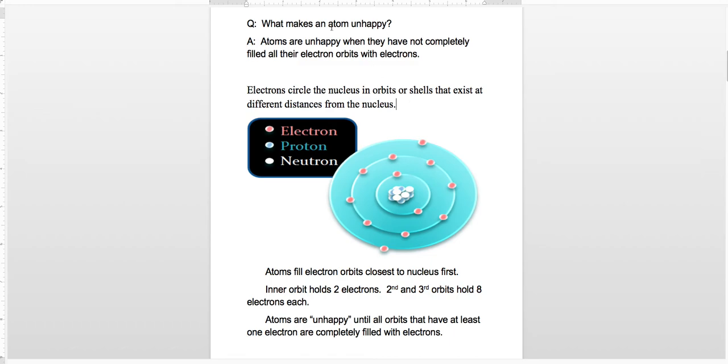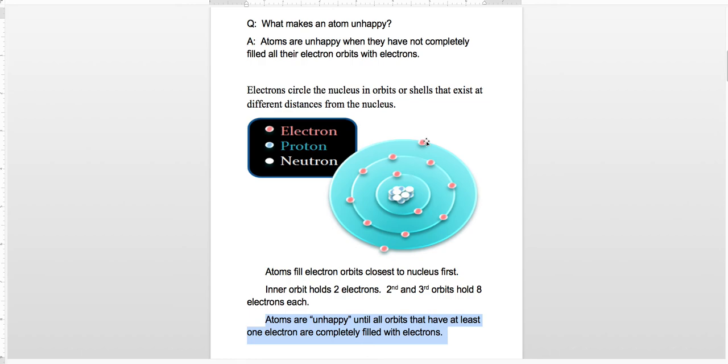So the rule of happiness is that atoms are unhappy when they haven't filled all their electron orbits with electrons. Or another way of saying that is an atom is unhappy until all the orbits that have at least 1 electron are completely filled. So here's an atom where there's an orbit that has 2 electrons and it isn't filled. So this atom is not happy.